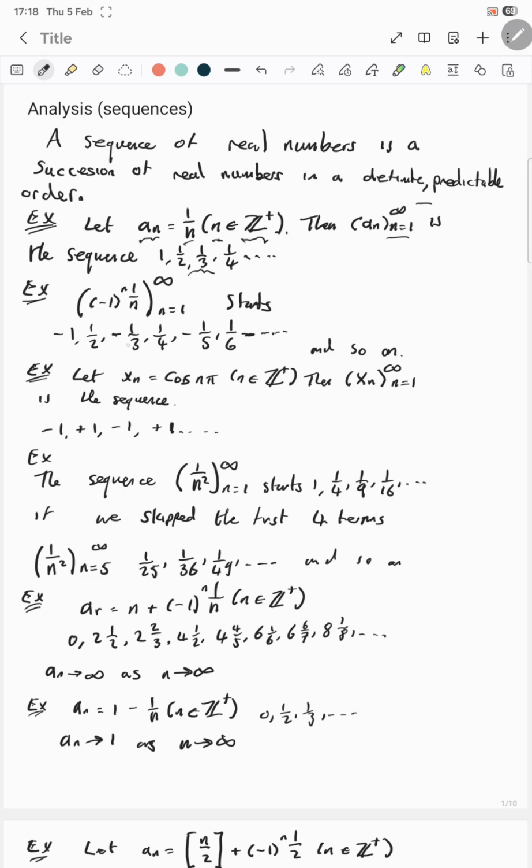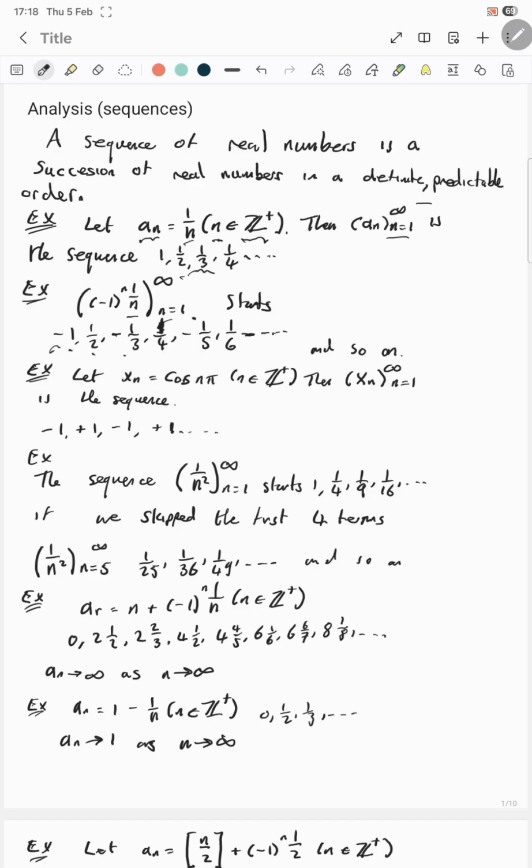Another example: (-1)^n times 1/n, where n = 1 to infinity. We'll get this alternating sequence here: -1, 1/2, -1/3, 1/4, -1/5, 1/6, and so on. Sorry, I meant 1/4; I put 5.